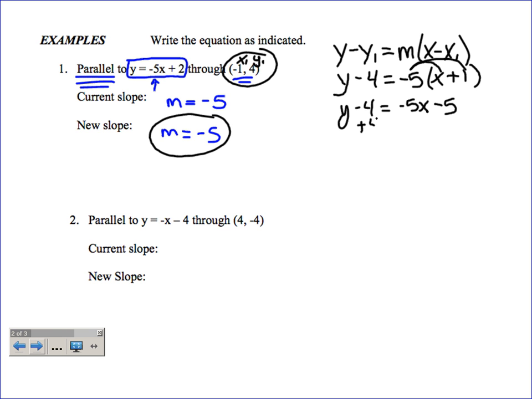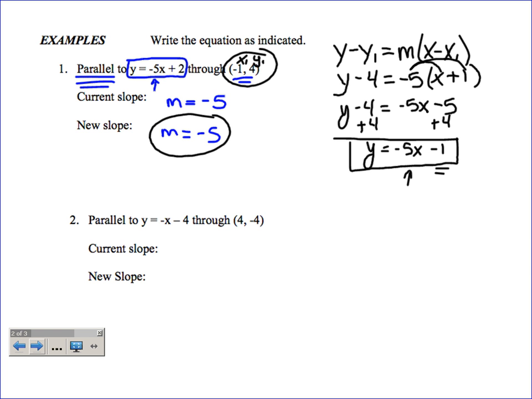Finally, we'll add 4 to both sides. That'll give us y equals negative 5x minus 1. We'll put a box around this to say that we're done. We can always check our answers a little bit by saying, okay, we do have the exact same slope. Generally speaking, you can't really check to see if you have the correct y-intercept, but at least you're half right on it.